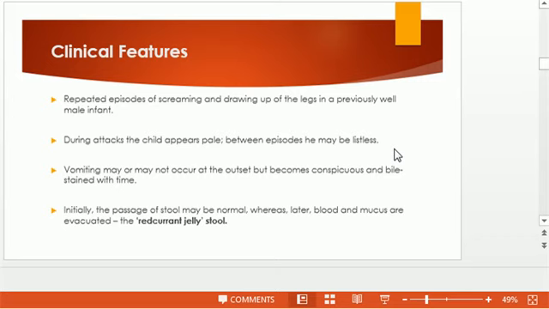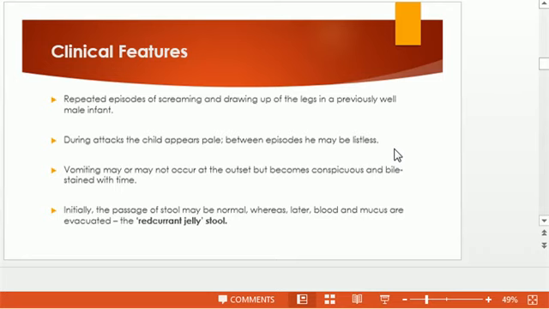The classical presentation of intussusception is with episodes of screaming and drawing up of the legs in a previously well male infant. During the attack, the child appears pale. It's a colicky pain which occurs basically. So repeated episodes of screaming, and then the infant draws up the legs, in a patient who was previously well. So it indicates it's a colicky pain. Intestinal colic is occurring in the child.